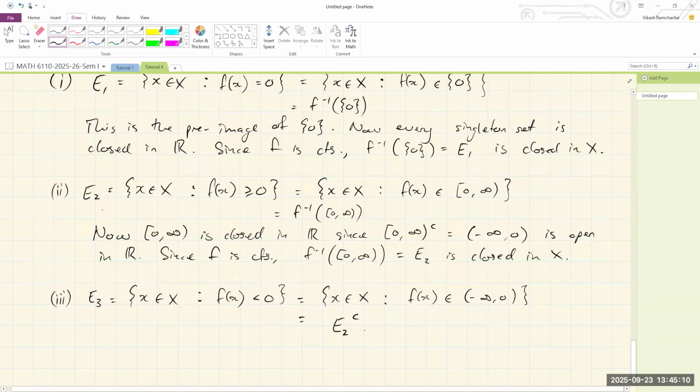And I know from part 2 that E2 is closed. So if E2 is closed, the complement is open, right? So since E2 is closed, that we just showed in part 2, then E3, which is just E2 complement, is open in X.